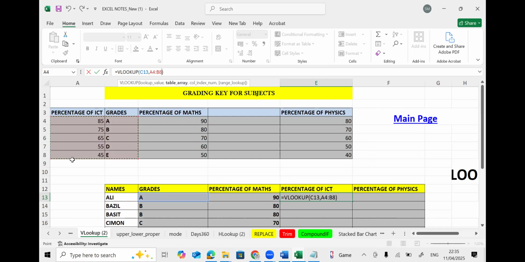So VLOOKUP cannot do backward searching. VLOOKUP is only good for forward searching, by comparing the first column with the column index number. Same is the case with HLOOKUP, which also selects your rows.